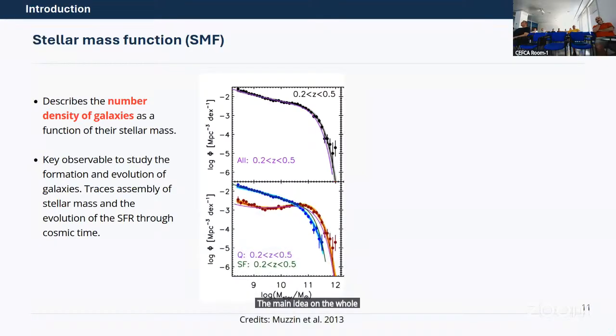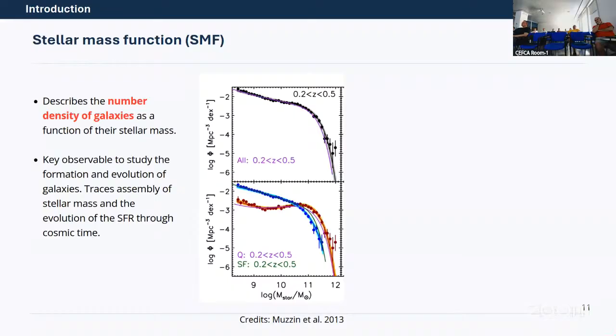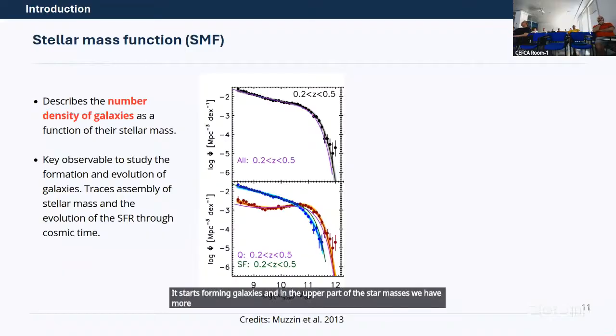We can divide this stellar mass function into two big populations, star-forming and quiescent ones, and we can see the difference in the shape of these two stellar mass functions. As we can see here, in the lower part of the stellar masses we have more star-forming galaxies, and in the upper part of the stellar masses we have more quenched galaxies.